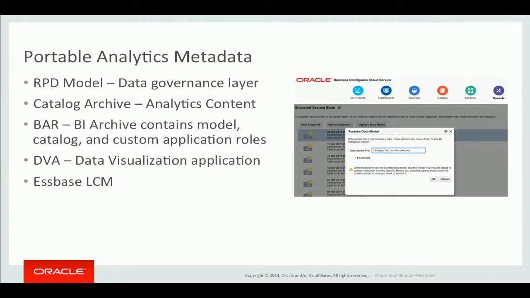But some of the metadata artifacts that you may be familiar with, if you're an OBIE customer, you're familiar with the RPD model, which is really the semantic layer, the data governance layer, the business model layer. The catalog archive, which is your BI content. The BAR file, which is new in OBIE 12c, and this contains model, catalog, as well as some security information. You're familiar with data visualization. There's something called a data visualization application, a DVA file, which encompasses everything from all the visualizations as well as the data that's within the data viz project.